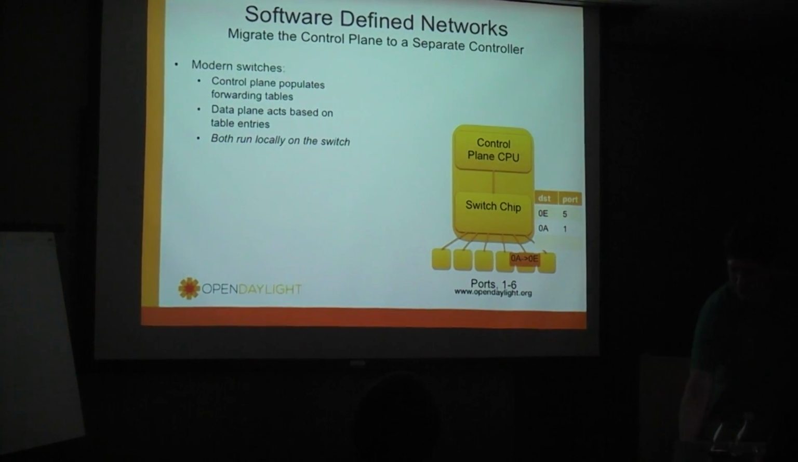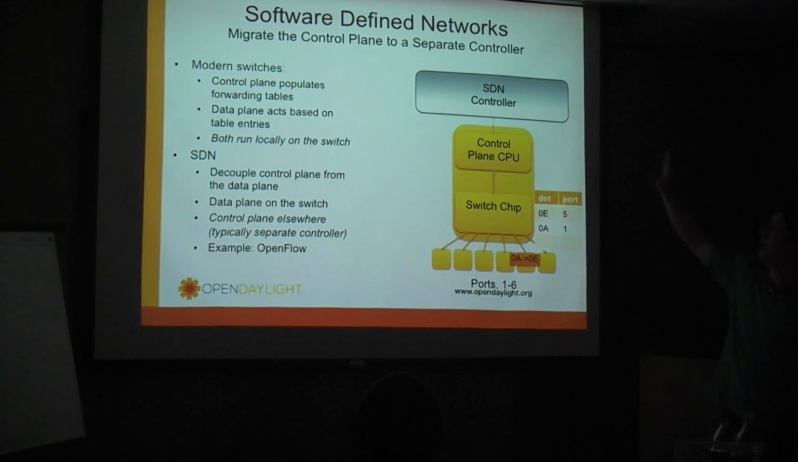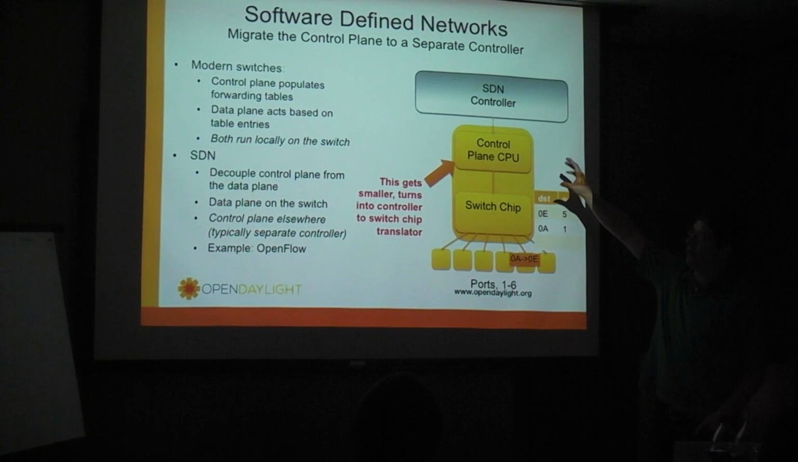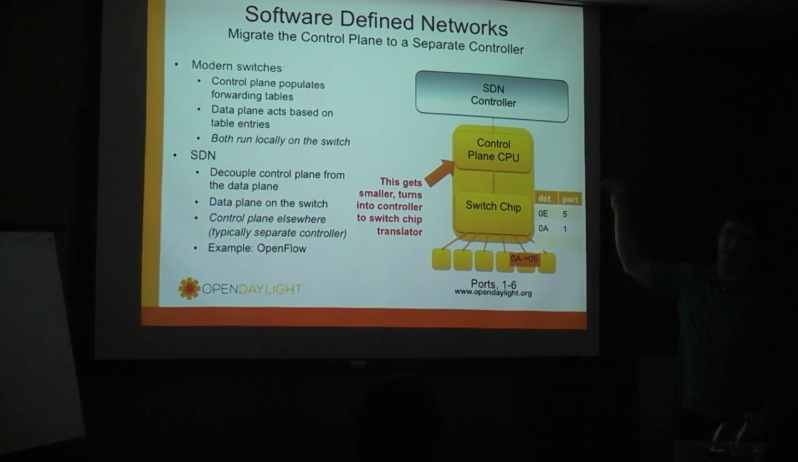In SDN, you introduce a controller which sits outside, and the control plane CPU, the control program, gets smaller and in the limit becomes just a translator between an external control plane, which is the SDN controller, and the switch chip itself. Most of the interesting or complicated features drift out into this more maintainable controller, which is a bit easier to change.